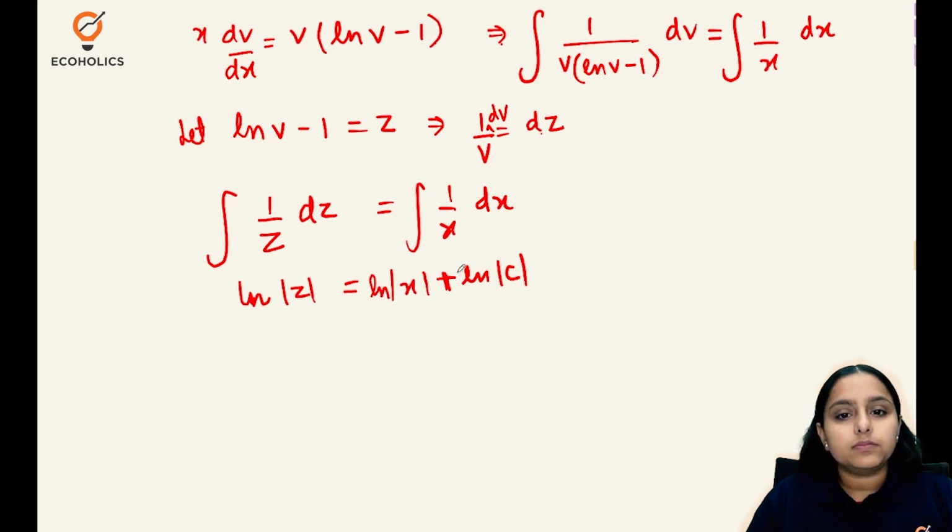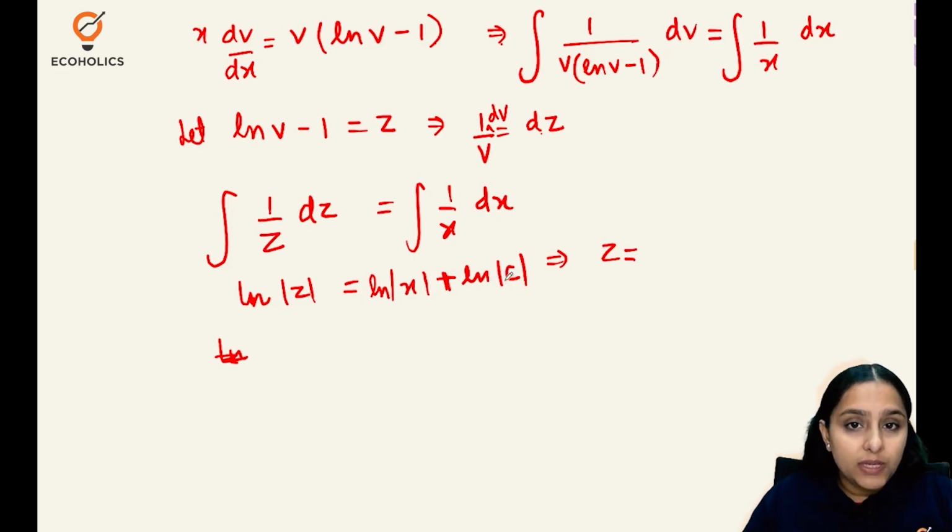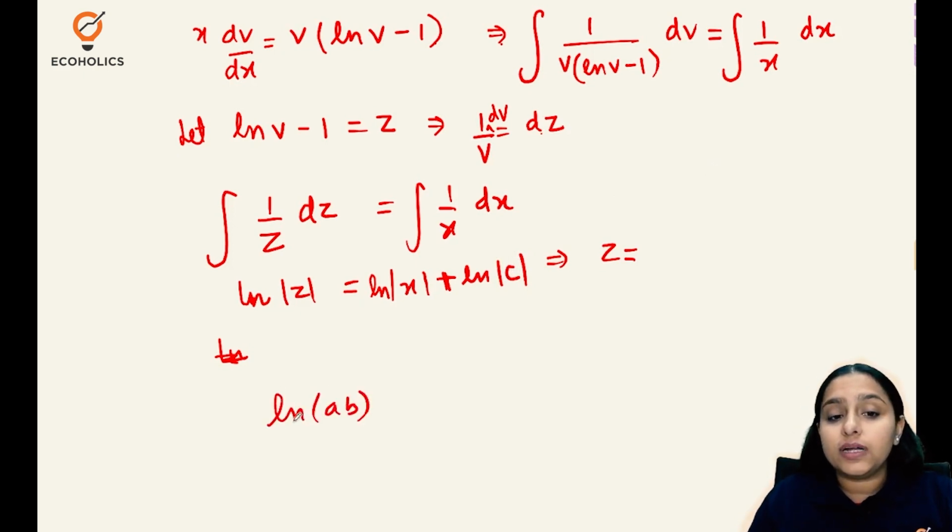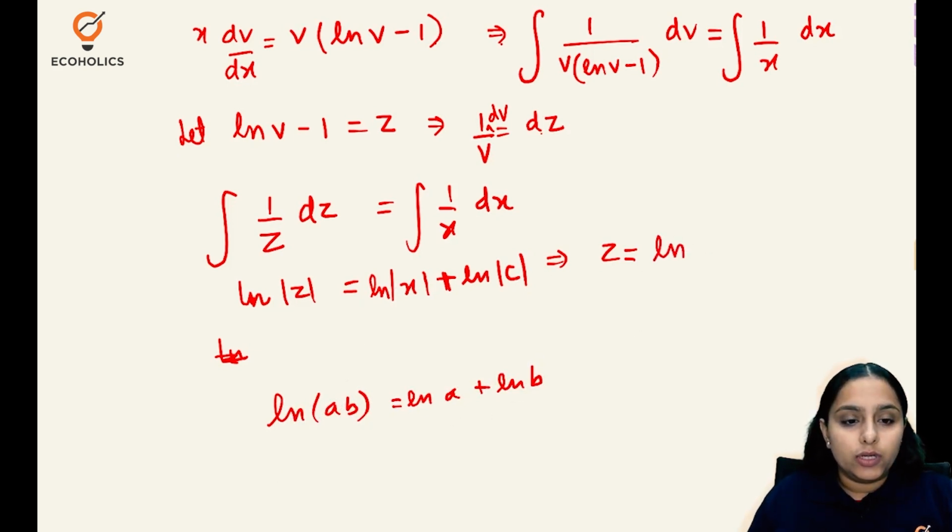Okay? Now, what is log z? Of course, on both sides there is log, so log will go away. I do not need to write log; I can directly write z equal to. But this is log x plus log c. I know log a plus log b comes from log of a into b. Whenever we are taking log of a product, it can be written as log a plus log b. So, doing the same, I can write it that way.